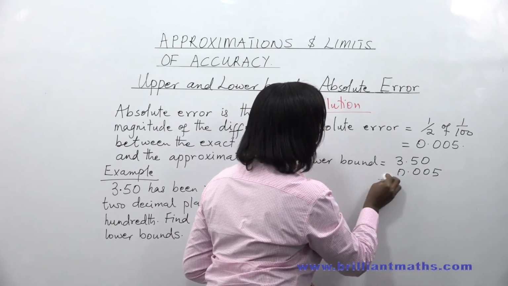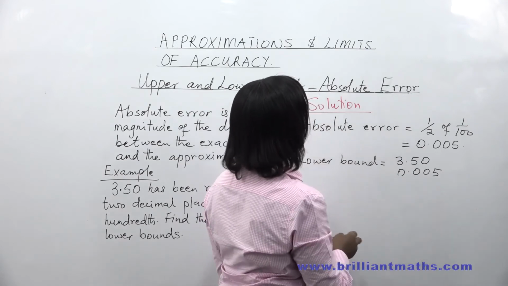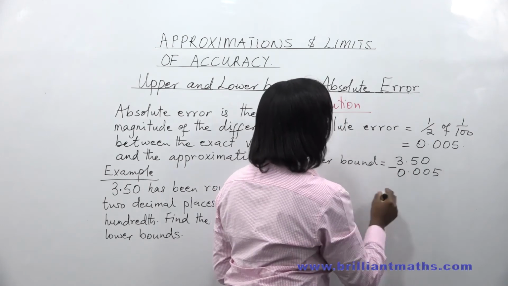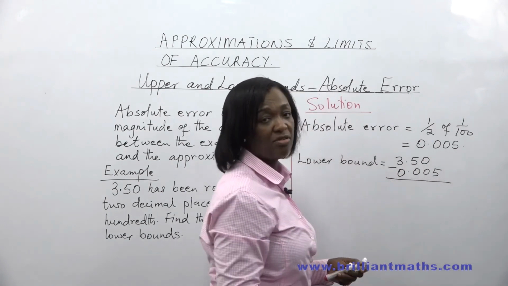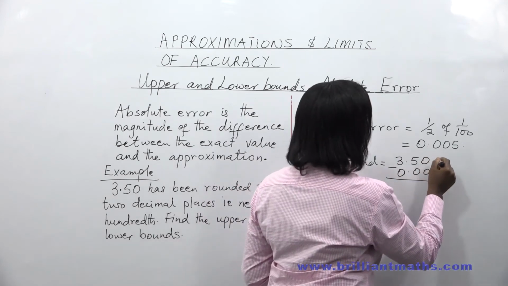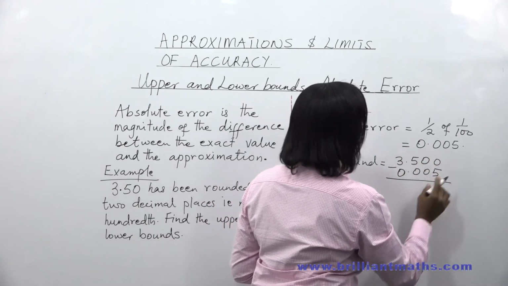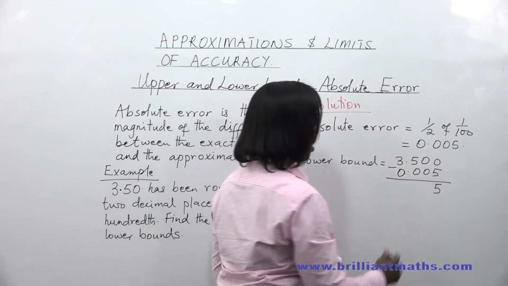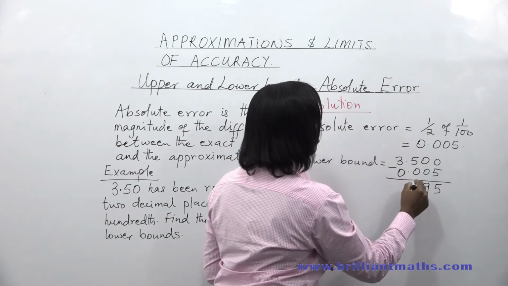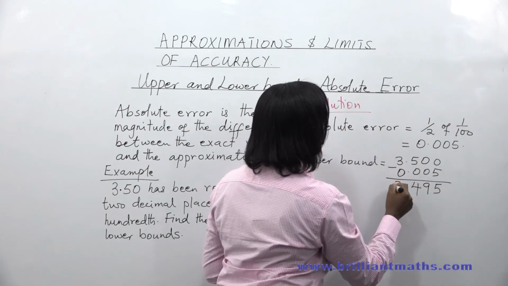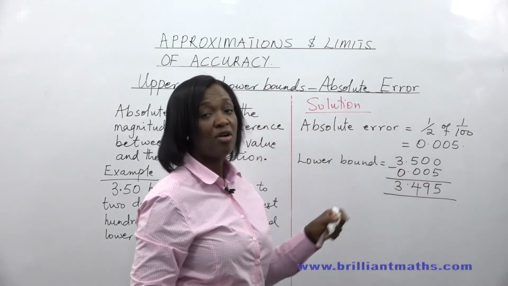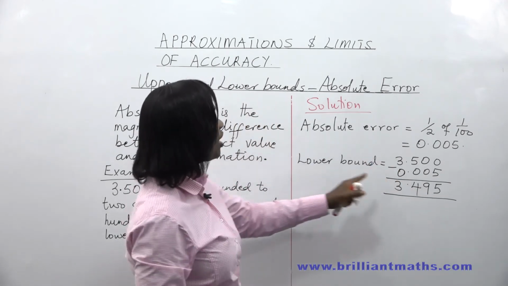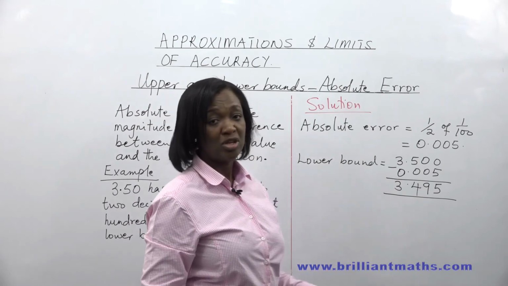So it means 3.50 take away 0.005. We need a 0 there, so we can borrow. So 10 take away 5 is a 5. And then here, we have a 9. I hope you know that. 9, and then we have a 4. So our lower bound is 3.495. 3.495 will round to 3.5 if you're rounding to 2 decimal places.